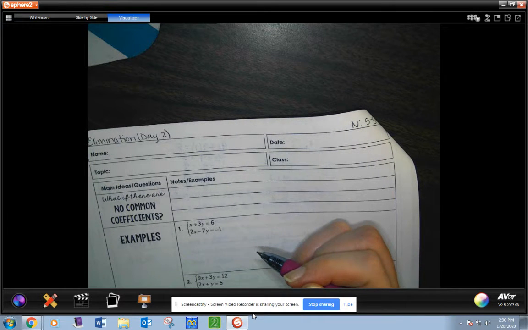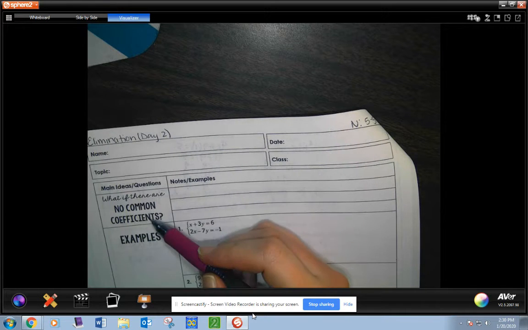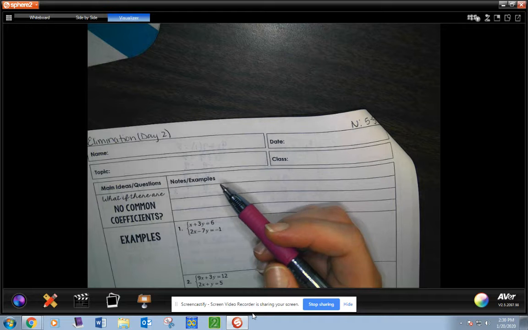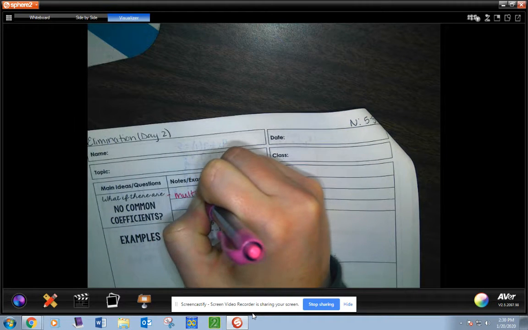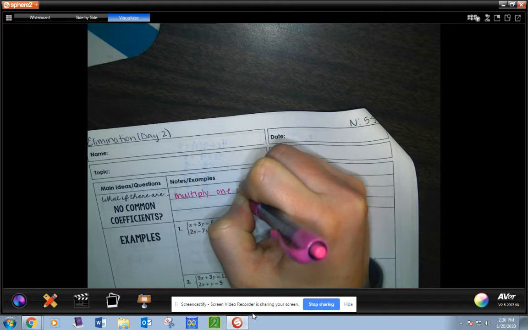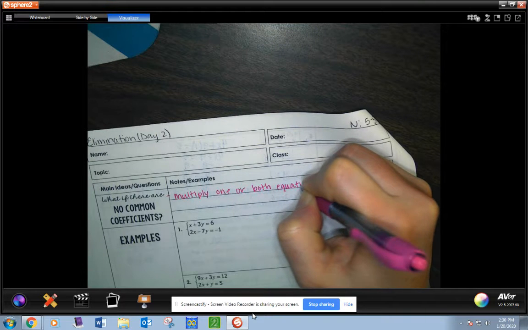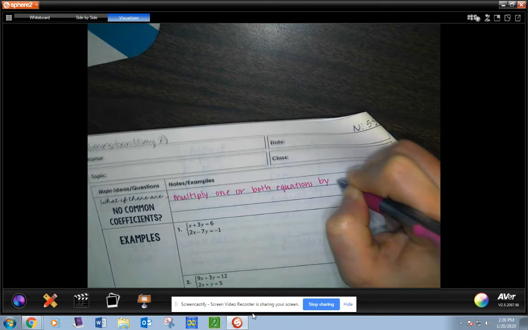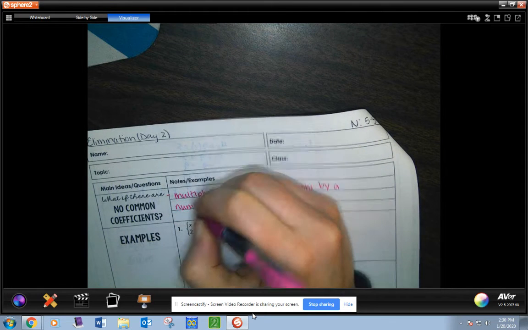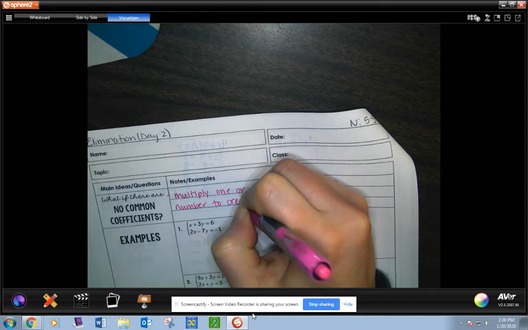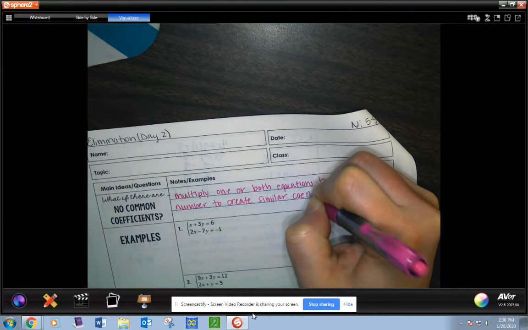So we're now doing elimination day 2. This is exactly like what we did yesterday with the elimination day 1, except this time you're not going to have common coefficients. So that means you're not going to have a letter with the same number. If that happens, what you need to do is multiply one or both equations by a number to create similar coefficients.